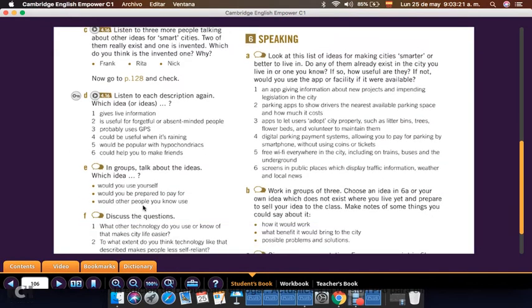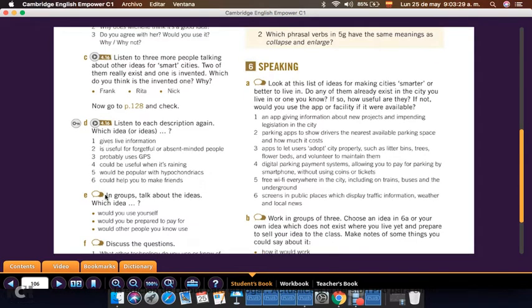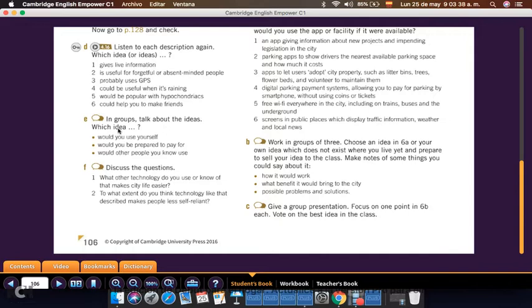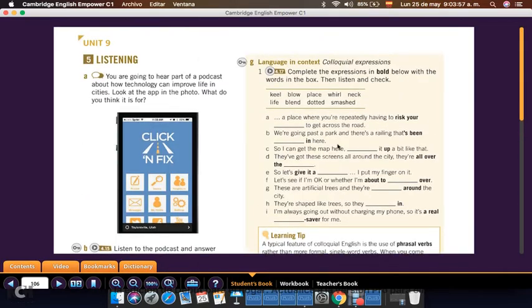Okay, now you can go to page 128 and check. When you finish checking, you're going to listen to each description again. Which idea or ideas do these numbers right here from 1 through 6? You can pause the video, go back, and listen again. And then talk about the ideas and which idea would you use yourself, would you be prepared to pay for, and would other people you know use? Okay, just talk which idea. And then on these discussion questions, okay, I need you to write down the answers.